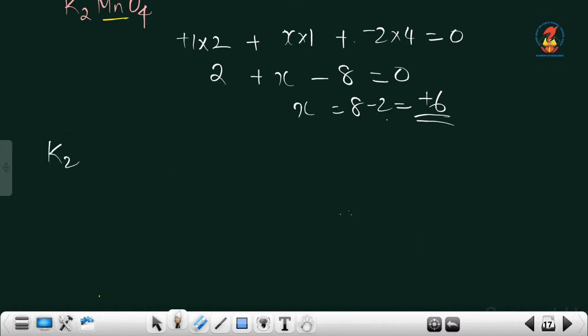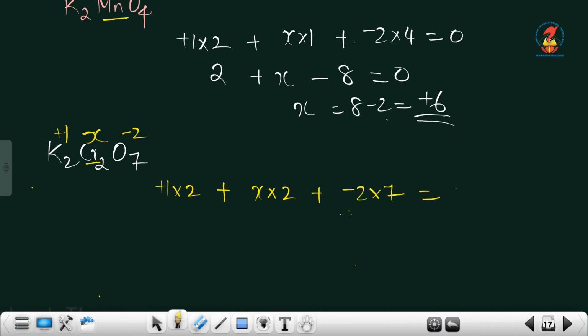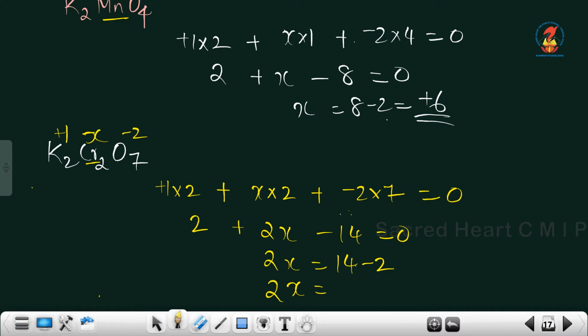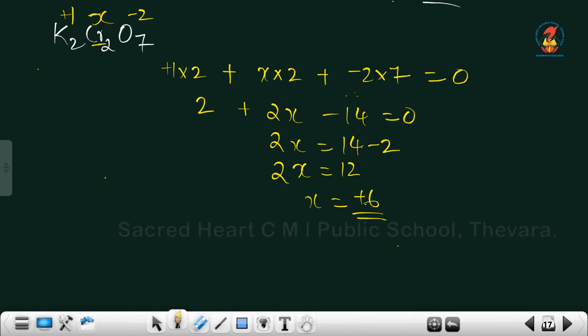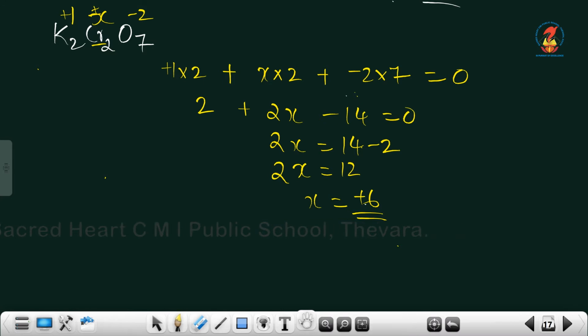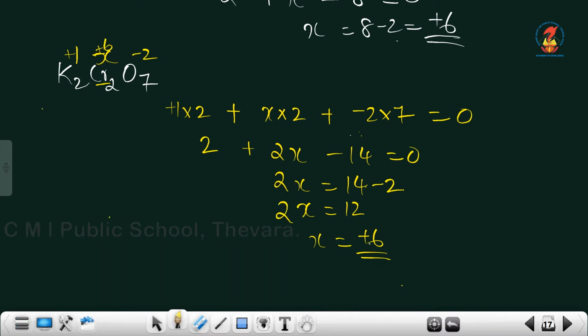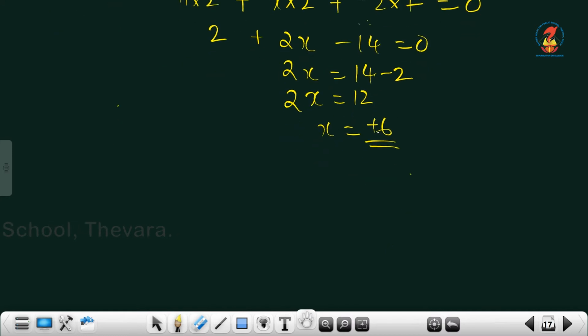Now the next one is K2Cr2O7 and the underlined element is chromium. We know potassium is a group 1 element, so potassium is plus 1, oxygen we know is minus 2, chromium we can take as x. So plus 1 into 2 plus x into 2 plus minus 2 into 7 equal to 0. So 2 plus 2x minus 14 equal to 0. So 2x equal to 14 minus 2. So x equal to 12, so x equal to plus 6. So what is the oxidation state of chromium we are getting? Plus 6.